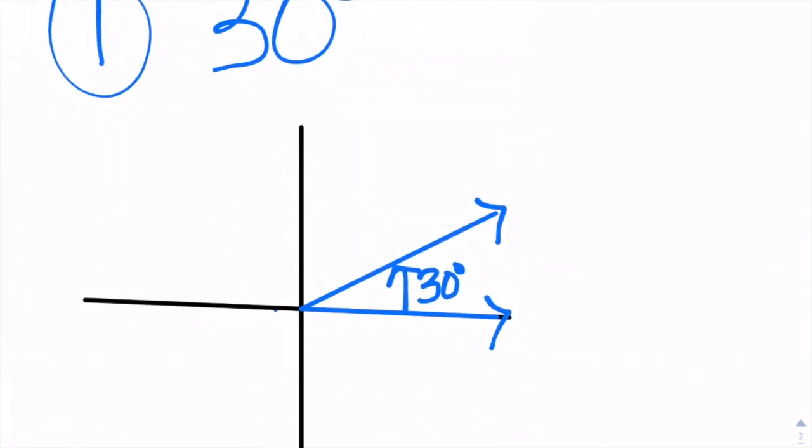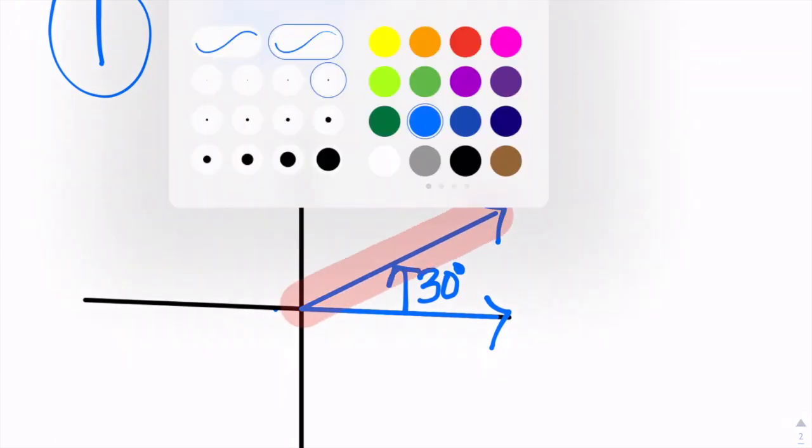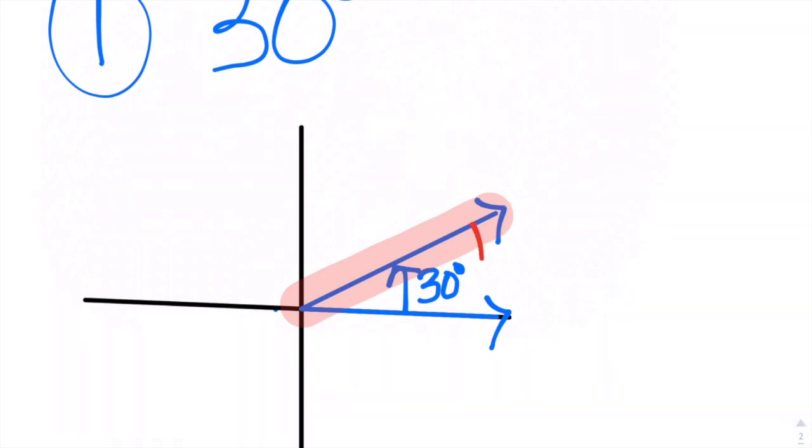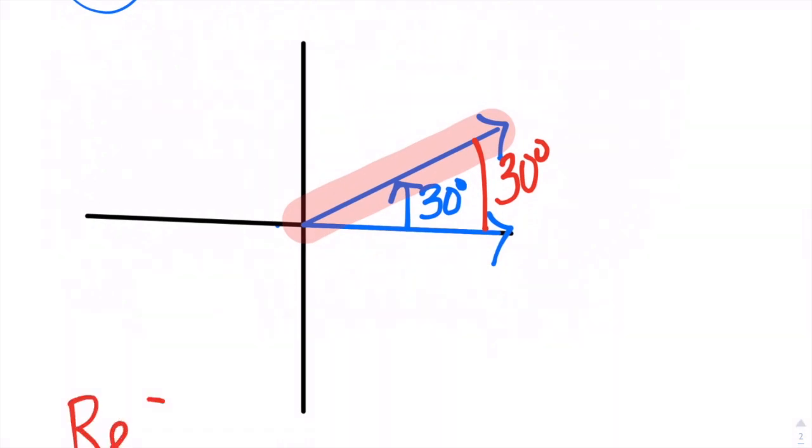And so the reference angle is our smallest angle between the terminal side and the x-axis. So remember, this is your terminal side. And so we need the smallest angle between there and the x-axis, so that's going to be right here, which is also a 30-degree angle. And so that tells us that our reference angle is 30 degrees.